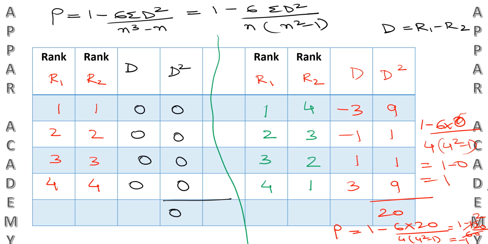Right? So now we have seen that this will always lie between minus 1 and 1. Whenever they are exactly correlated, like this 1, 2, 3, 4 and the R2s are also 1, 2, 3, 4, in such cases the correlation coefficient will always be equal to 1.